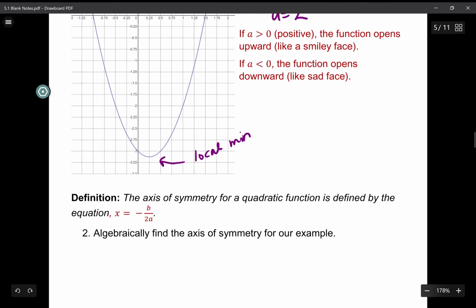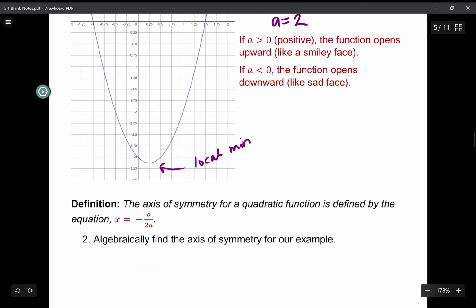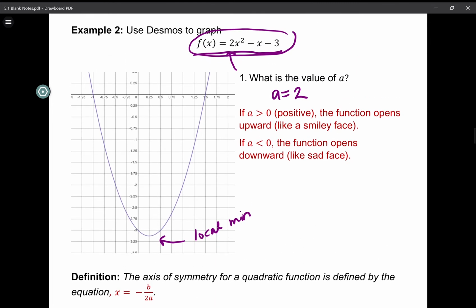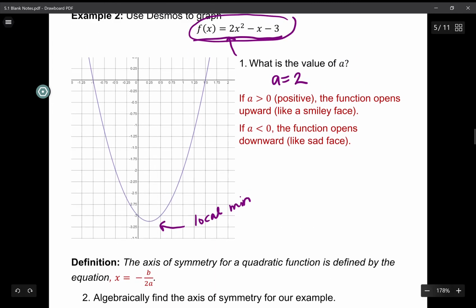All right, number 2, how do we find the axis of symmetry? Here's a formula for you. The axis of symmetry for a quadratic function is defined by the equation x equals minus b over 2a. So we're going to algebraically, you mean not by just looking at the graph, algebraically find the axis of symmetry for our example. Well, let's rewrite it.